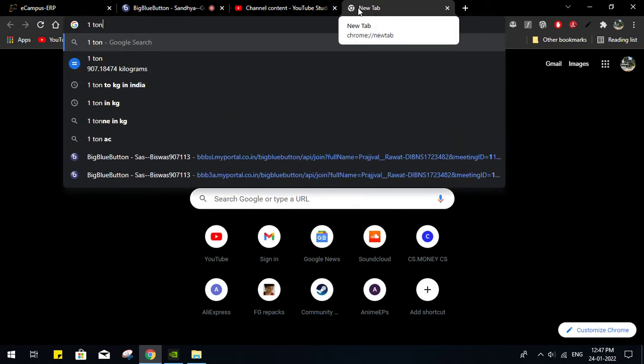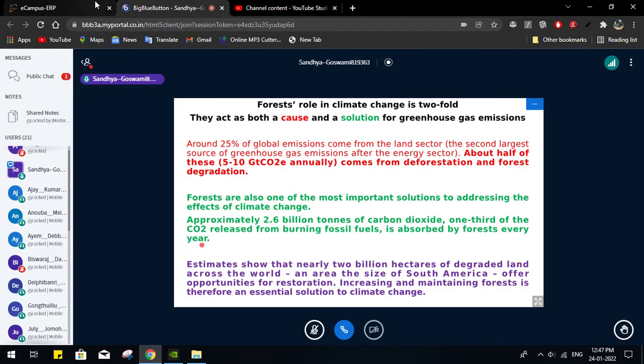And this absorption of carbon dioxide by the forest is in its biomass and also in soil. Not only in trees, but also in soil, right? So that is why we are saying forests are a solution also. And this 2.6 billion tons of carbon dioxide that is absorbed by forests every year is 1/3 of the carbon dioxide released from burning fossil fuels. Of all the CO2 released by burning fossil fuels, 1/3 is absorbed by forests alone.